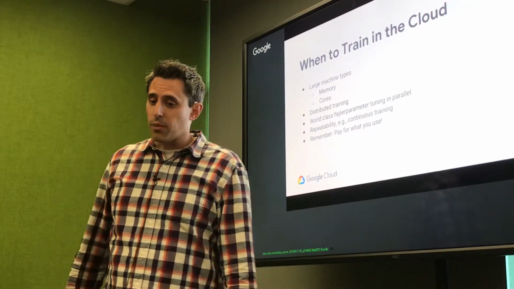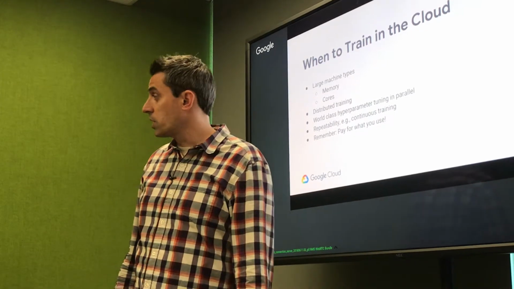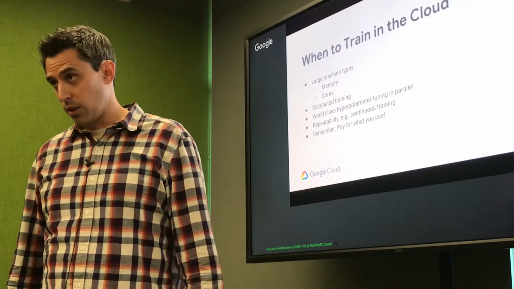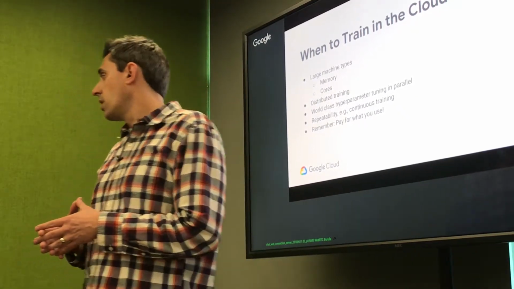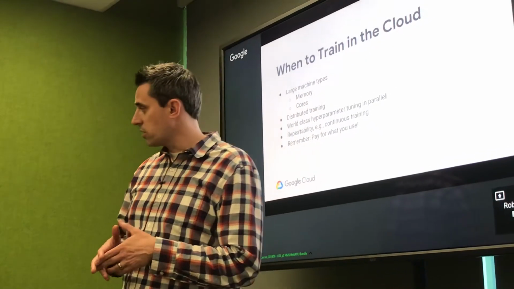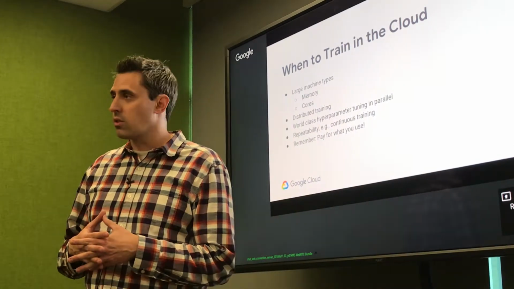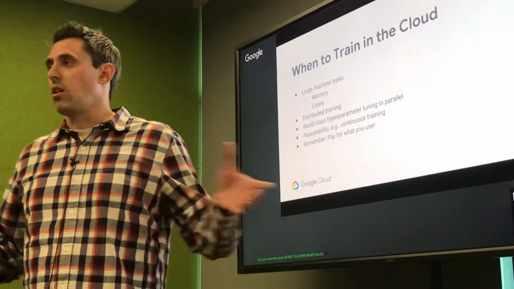We have a hyperparameter service called HyperTune, which is available for XGBoost and Scikit-learn models. It gives you much better results than doing grid search or random search. It's a state-of-the-art algorithm, so you'll get best-in-class performance there. And it's all in parallel.